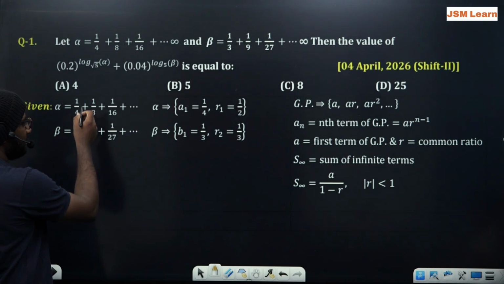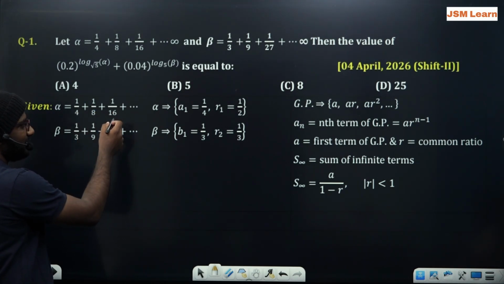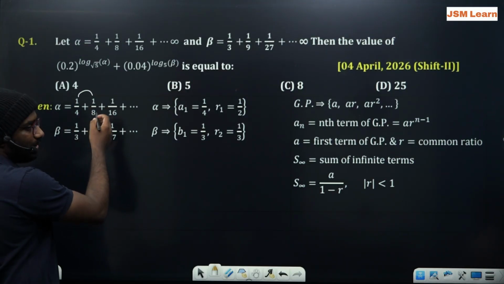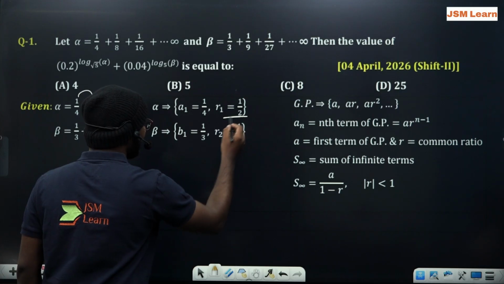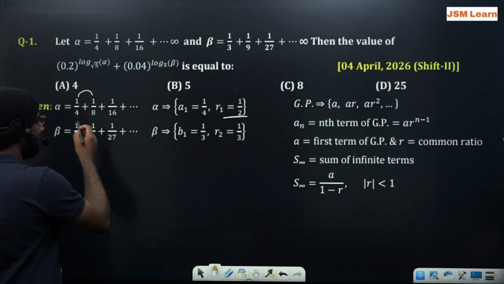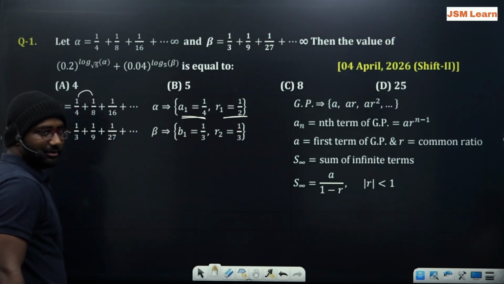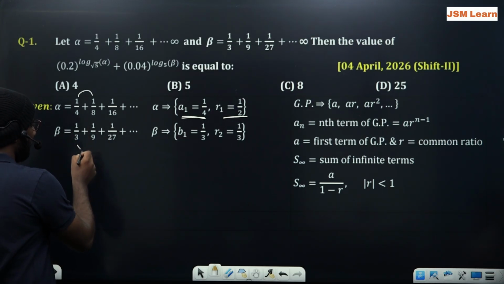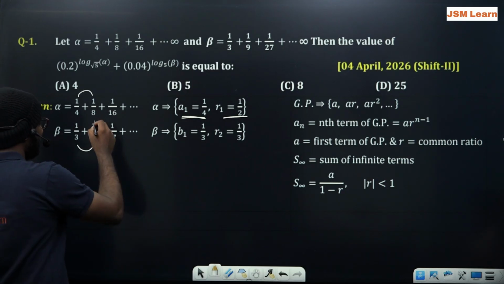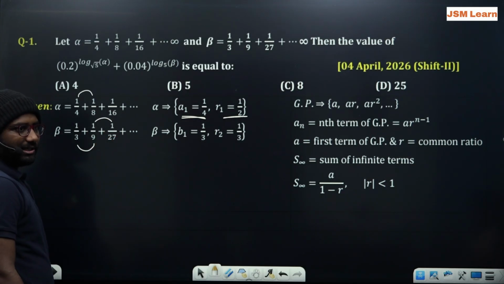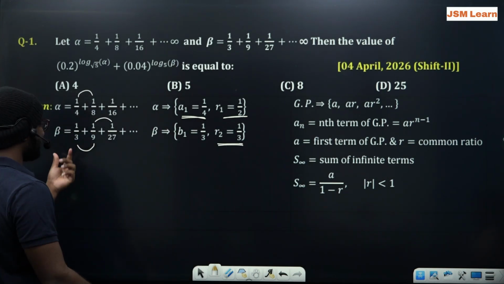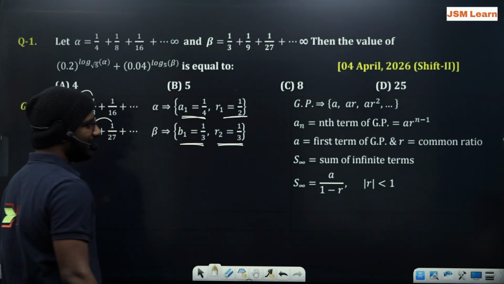Here alpha is equals to 1 by 4 plus 1 by 8 plus 1 by 16 and so on. By observing these terms, we get that 1 by 2 is the common ratio for this GP, and the first term is 1 by 4. In the second sequence, it is 1 by 3, then 1 by 9, then 1 by 27. Here the common ratio is 1 by 3 and the first term is also 1 by 3.